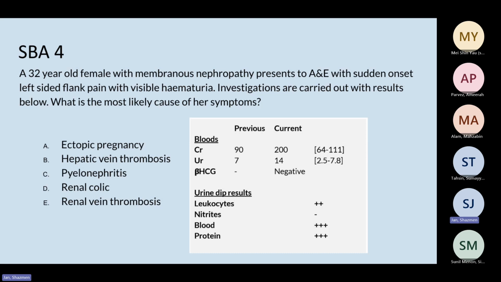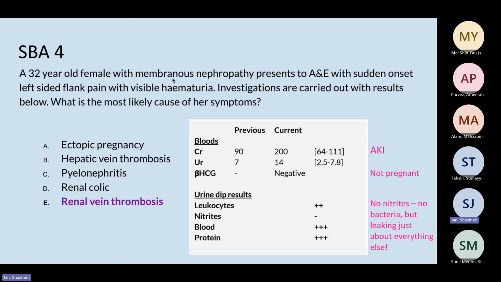But if we're going to think about the most likely cause of her symptoms, we know that she's got pre-existing membranous nephropathy. So in these patients, they have an increased risk of developing renal vein thrombosis. Do you remember right at the beginning when I was talking about complications of nephrotic syndrome, I said that there's leakage of anti-clotting factors such as antithrombin 3? And so this means that these patients are more at risk of thrombosis.